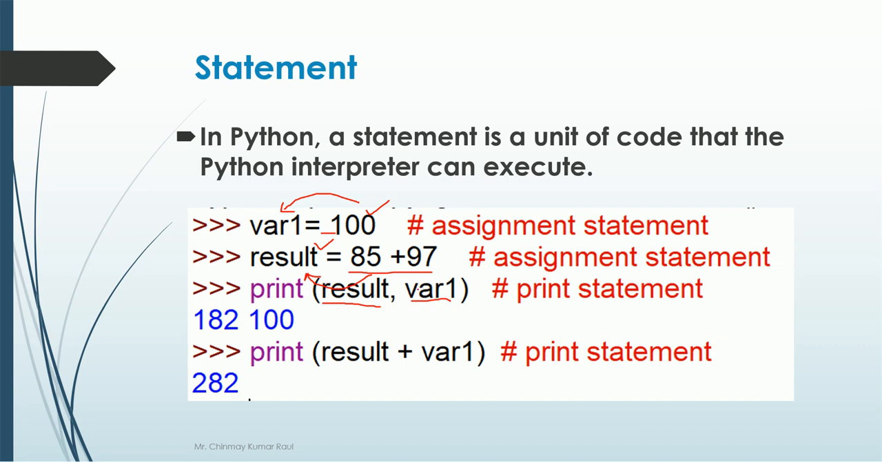So we are getting the two values. When we are using the comma, at that time we get one blank space, then the next value. Now print result1 plus var1. Both variables have some value, so they are just adding, not concatenating, because result1 and var1 are both number type. Then we get the sum.